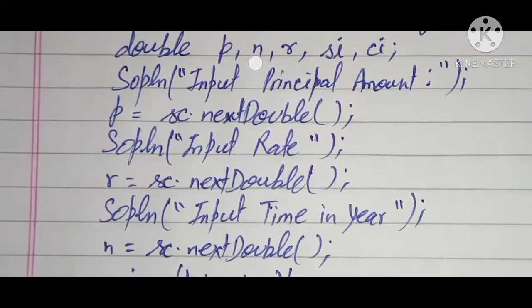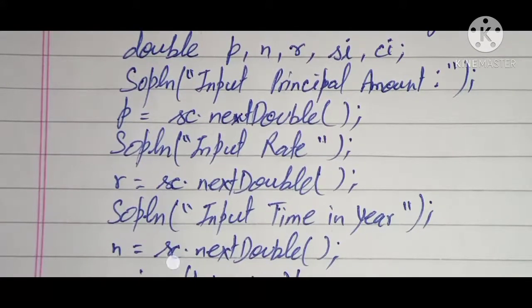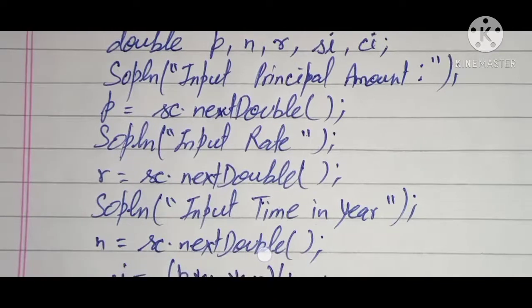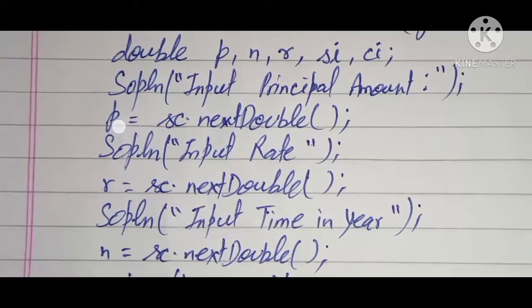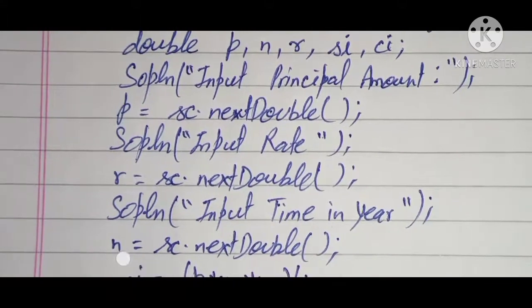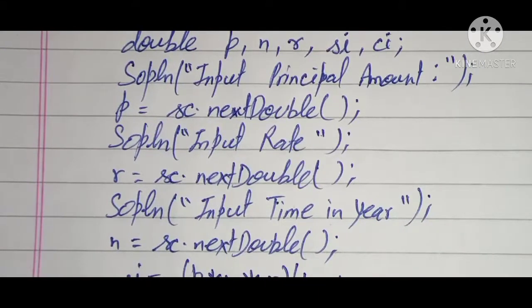If you will use N as integer, you have to write SC dot next int. After that, here we get the value of P, value of R, and value of N. And after getting the value of P, N, and R, we have to calculate the SI and CI.